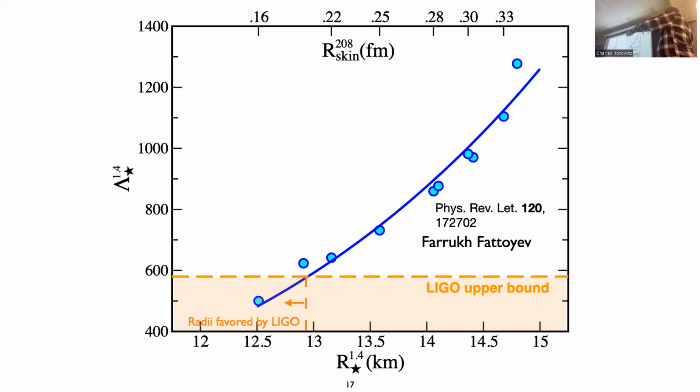The observed deformability, the upper limit from LIGO, is around 600. So the deformability has to basically be below this dashed line. So that's what LIGO observed. And now these blue dots show that the deformability goes like the fourth or fifth power of the radius. So this blue curve is actually the 5.3 or something like that power of the radius.